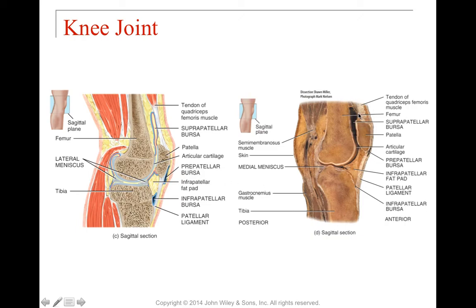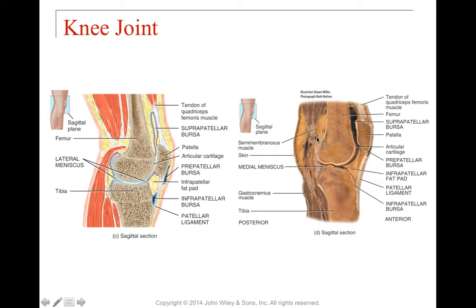Here we have the tendon of the quad muscle, just like we were seeing here. We also have the suprapatellar bursa here, the prepatellar bursa here, and the infrapatellar bursa here. We have the patellar ligament, again, which is going to connect the tibia to the patella. And on the top, the patella is going to be connected to the quads, or quadriceps, I apologize.